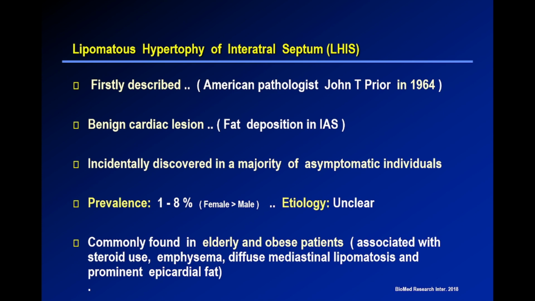It is incidentally discovered in the majority of cases, which are asymptomatic. The incidence is about 1 to 8%, and females are more affected than males. This number is reported from cardiac MRI studies, because during our daily echo we cannot see this number. But MRI, as we know, is more sensitive for tissue characterization.